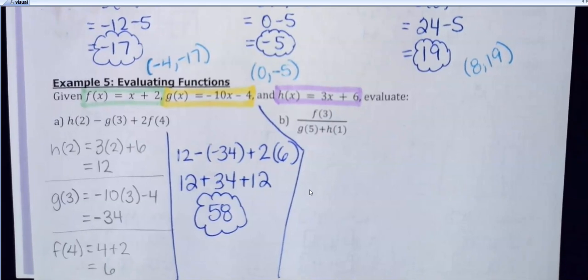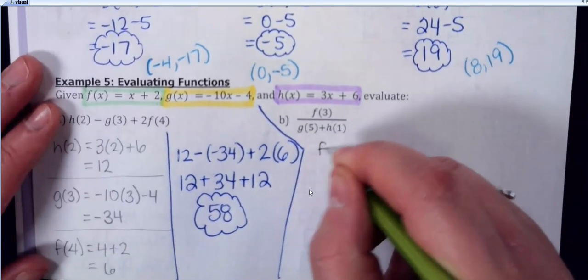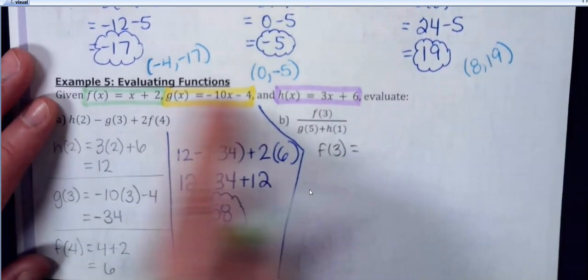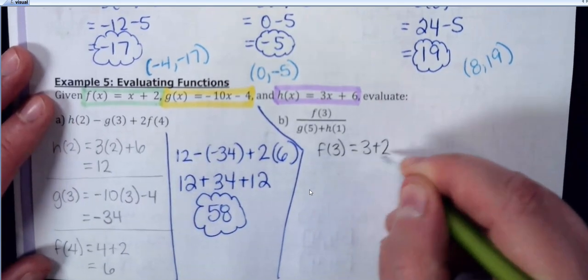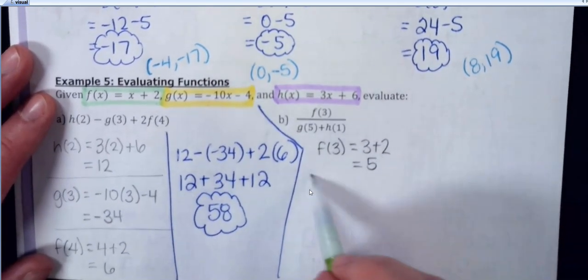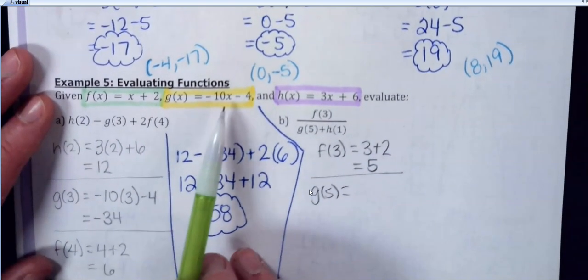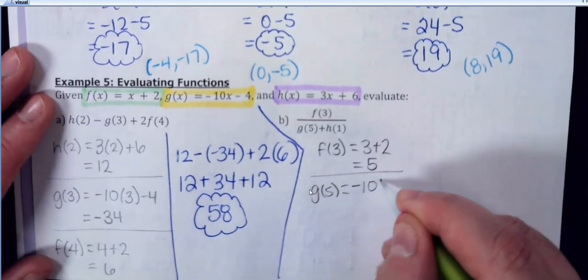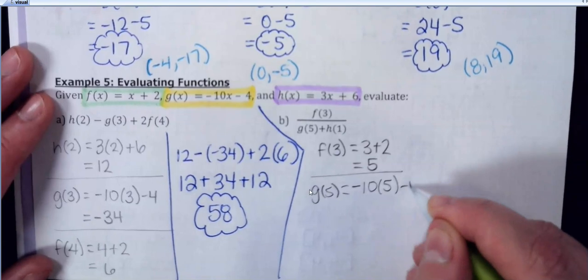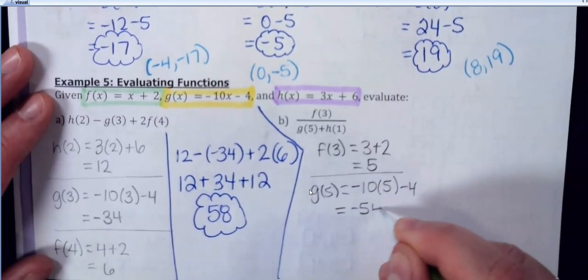Just going to do one more real quick with you guys. This one has a fraction to it. So I need f of 3. Using the same function up here, this would be just 3 plus 2. Just make sure you plug it into the correct function rule. That's 5. G of 5. G is in the middle. That's negative 10x minus 4. So if I want g of 5, I'm going to do negative 10 times 5 minus 4. Negative 50 minus 4, so negative 54.